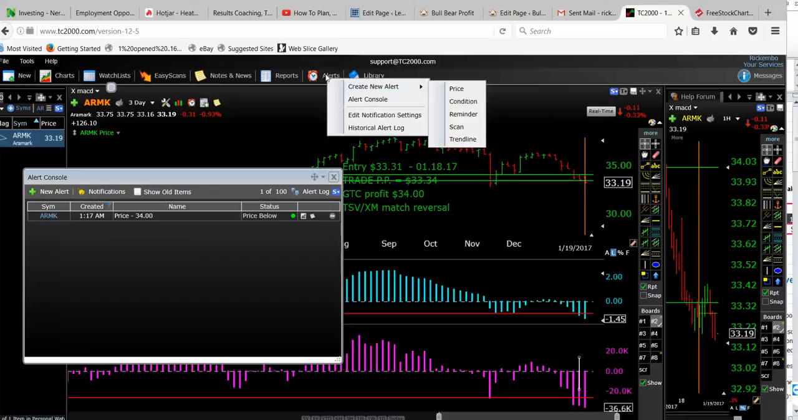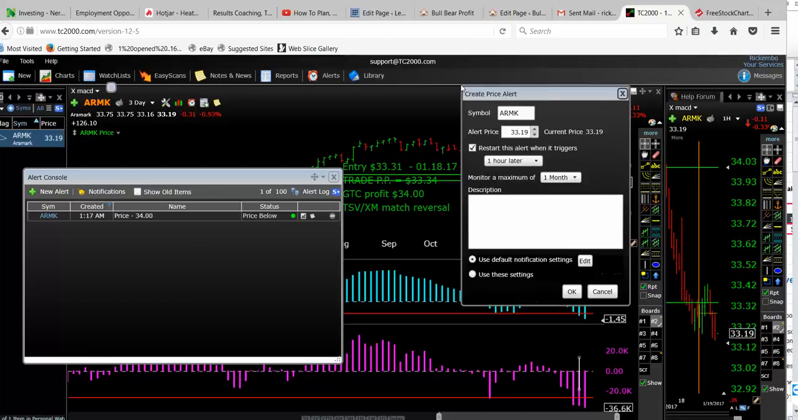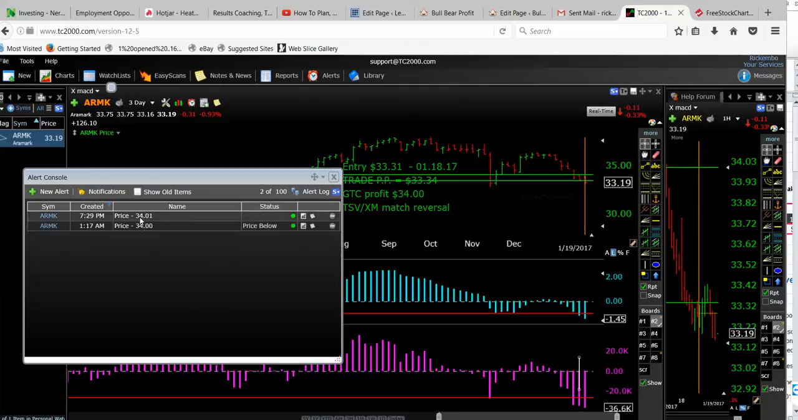If I wanted to create an alert, hit alert, create new alert, and I would say, okay, then I would hit 34.01. I'm kind of laughing. My dog is whining behind me. So anyway, I would hit 34.01 and just say I was looking at typewrite. Cha-ching, man. So that alert, if it hits 34.01, my phone's going to go off.